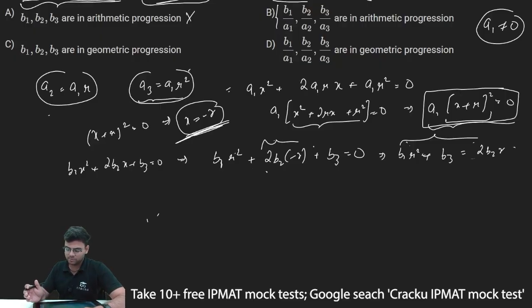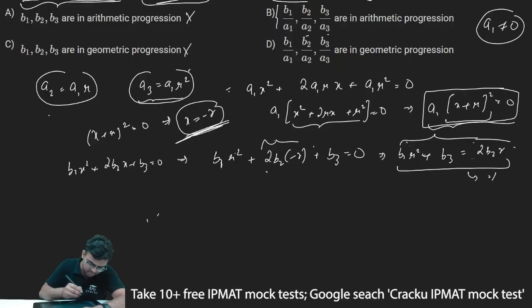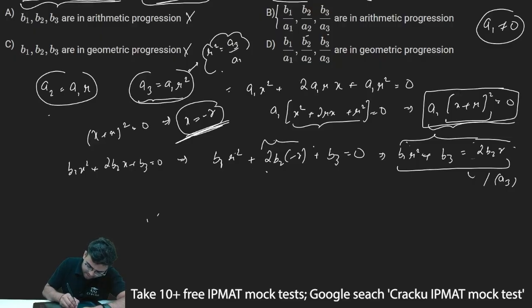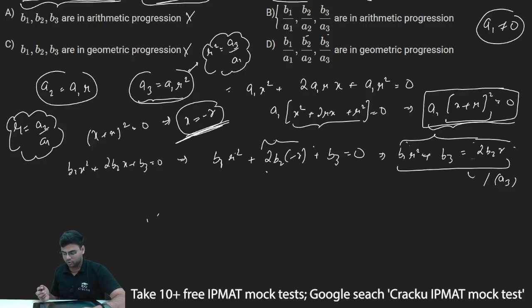Similarly, for it to be GP, b1 into b3 should be equal to b2 square. So I can eliminate option C as well, they can never be in GP. But now if I see option B and option D, I need a1, a2 and a3. So what I'll do, I'll divide this entire equation by a3. And instead of r square, I'll put a3 by a1, because a3 is equal to a1 into r square. Similarly, r will be equal to a2 by a1, because a2 is equal to a1r.